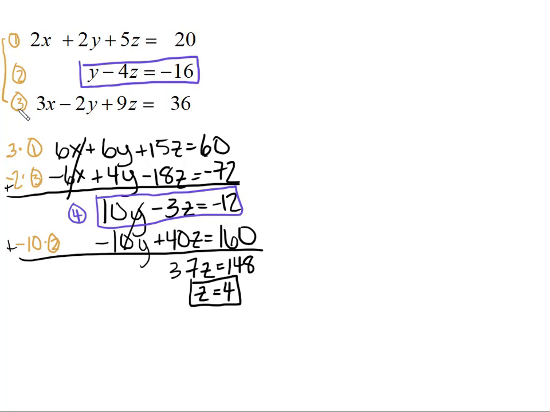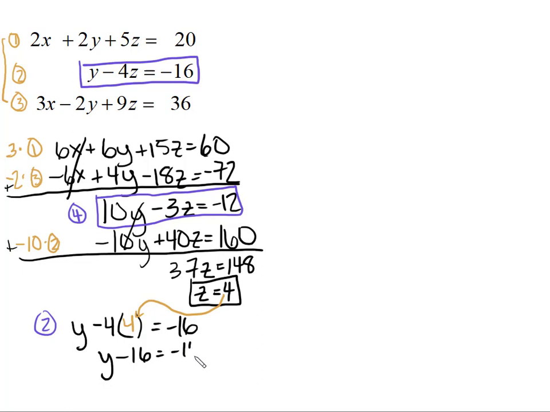Okay, so we're using equation 2 here. Let's change our color. So equation 2. And we're going to substitute into it y minus 4 times z equals negative 16. And we're substituting in our answer of 4. So negative 4 times 4 is negative 16. Add 16 over, and y is 0. I've got my second coordinate.